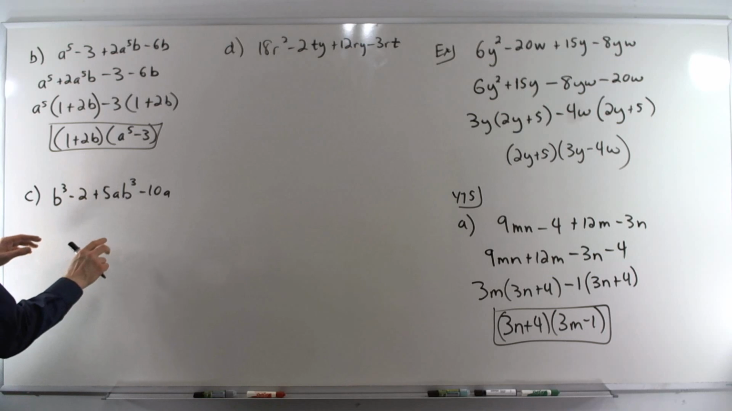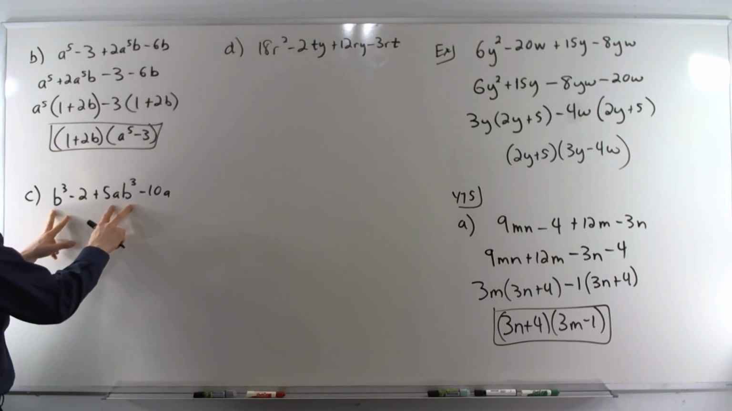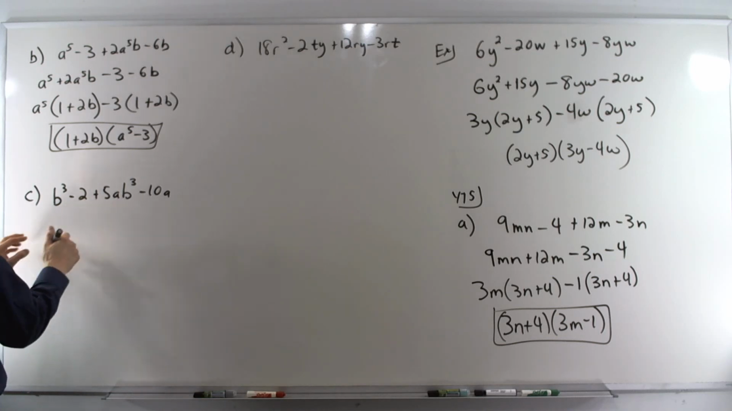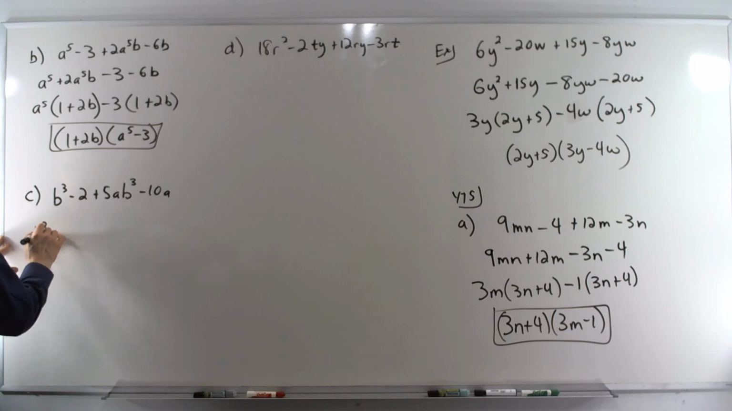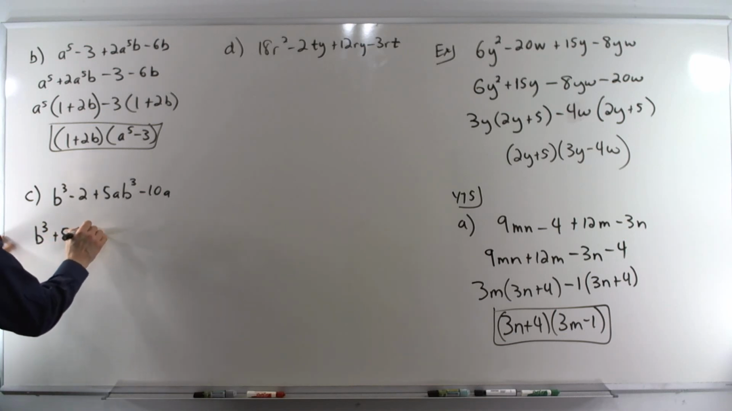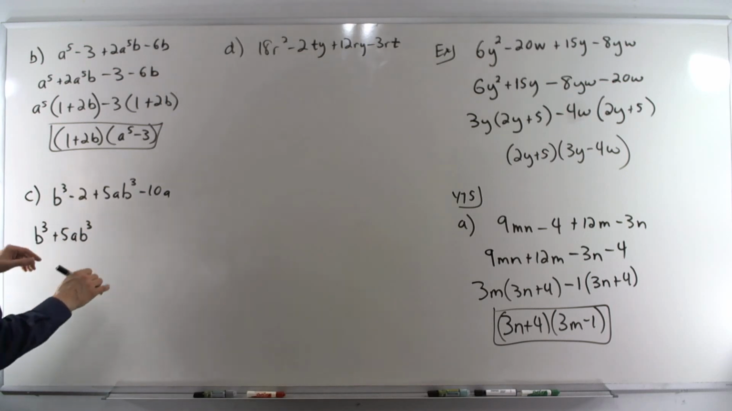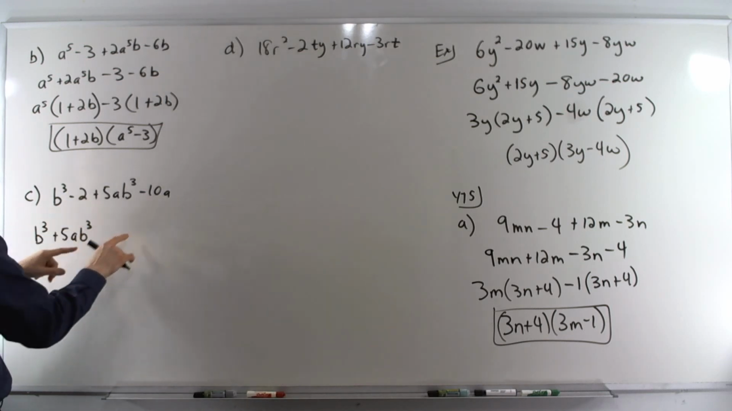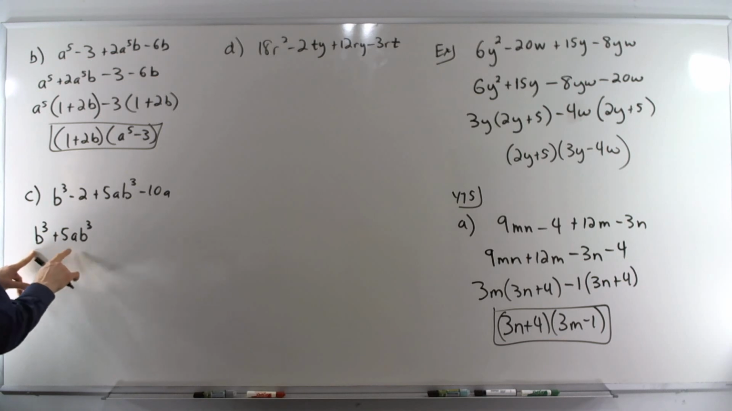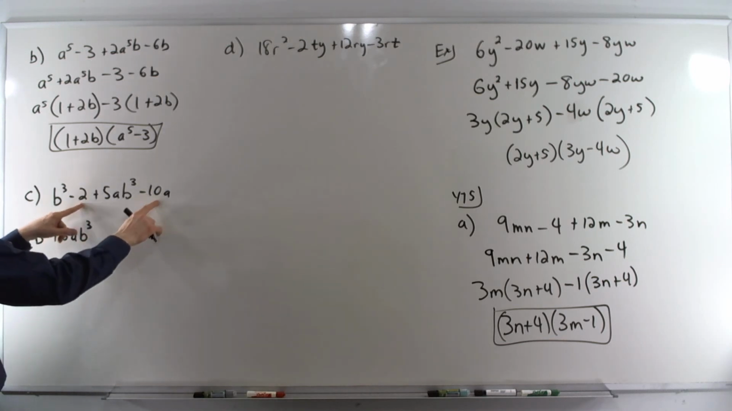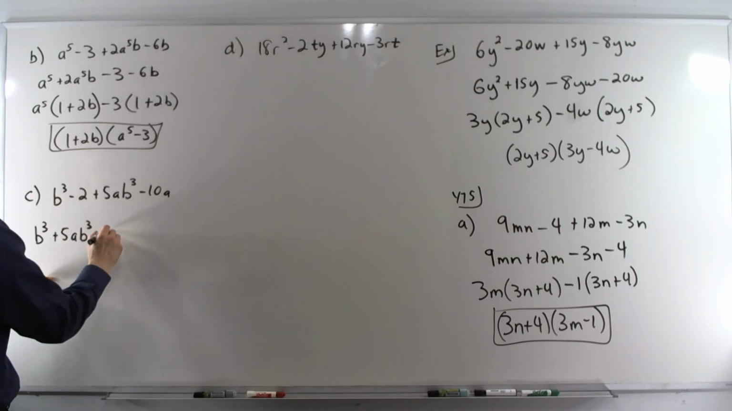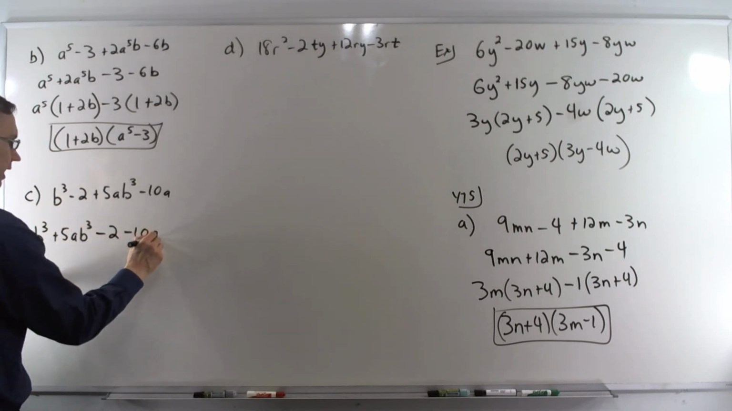Next up, got b to the 3rd power. Definitely want to factor those out. So I'm going to put those two next to each other. So b to the 3rd plus 5ab to the 3rd. Now I'm going to arrange these two such that it kind of matches this pattern. So I've got a 5 in the second term, so I definitely want the bigger number to be second. So I'm going to do minus 2 minus 10a.